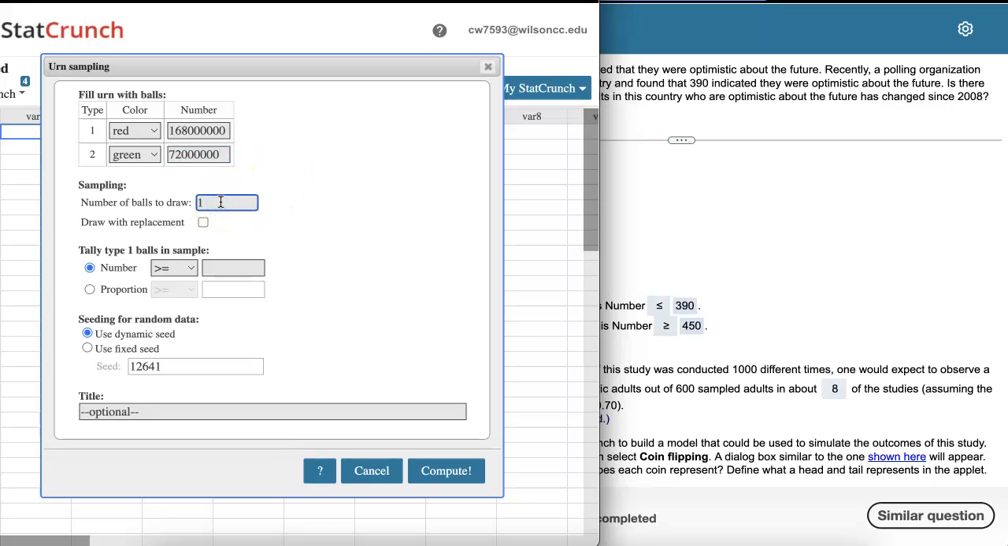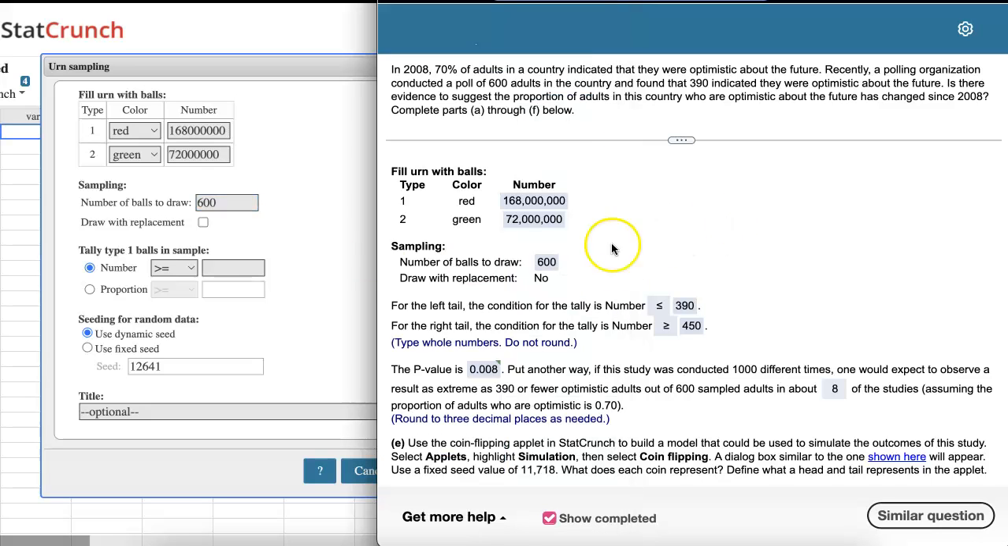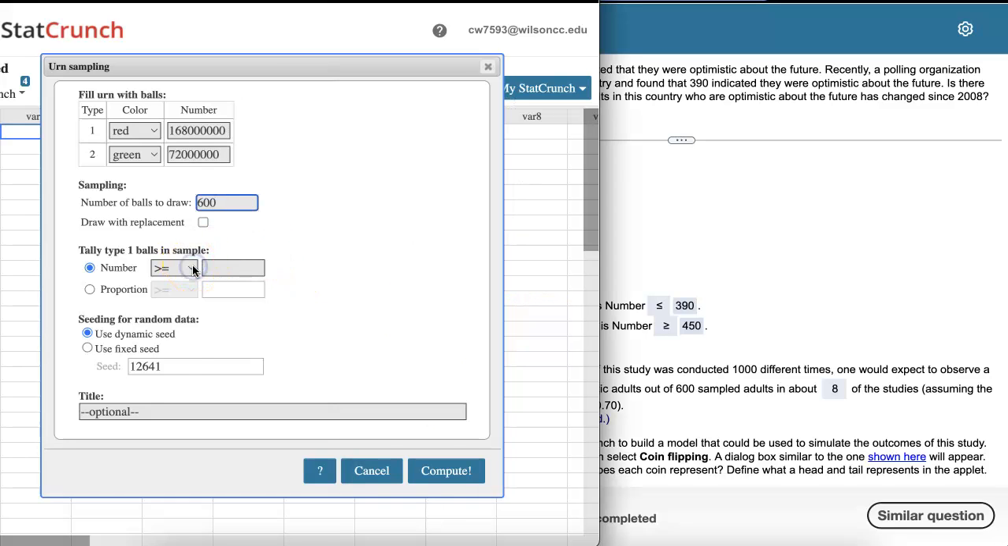The number of balls to draw was the sample size that we had, which was 600. We were told not to draw with replacement. That was just given to us in the information above. Let's start with the left tail. So the condition for the left tail is less than or equal to 390.